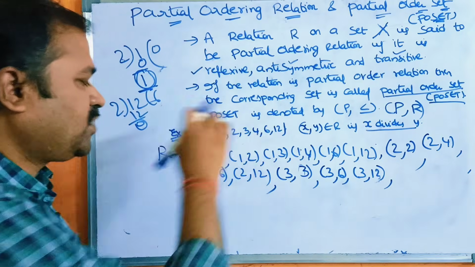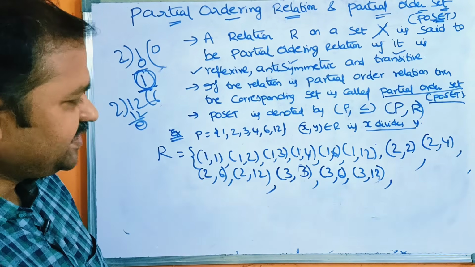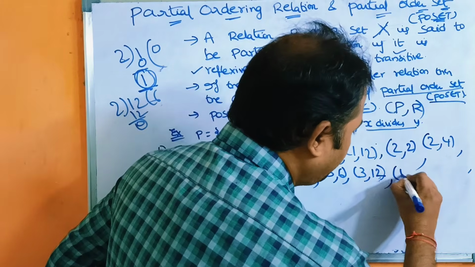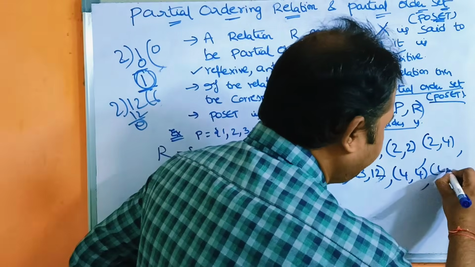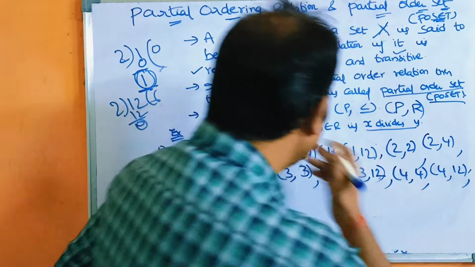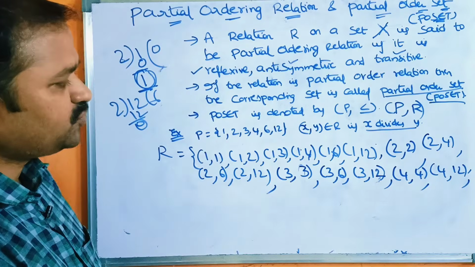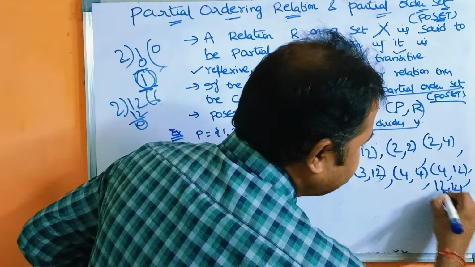Next, let us focus on the next element, that is 4. 4 can't divide 1, 4 can't divide 2, 4 can't divide 3, but 4 divides 4. Next 4 can't divide 6. Next 4 divides 12. Next if you take 12, 12 can't divide 1, 12 can't divide 2, 3, 4, 6, but 12 divides 12. So 12 comma 12. So this is the relation.